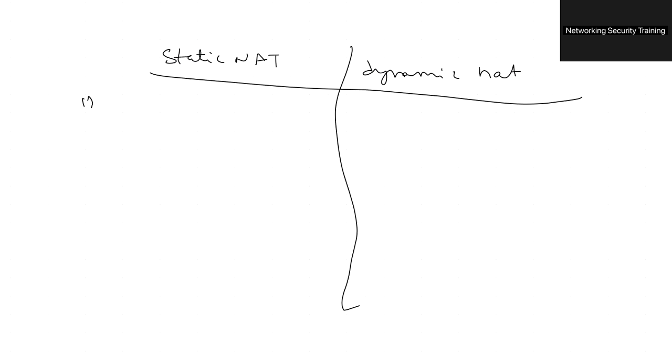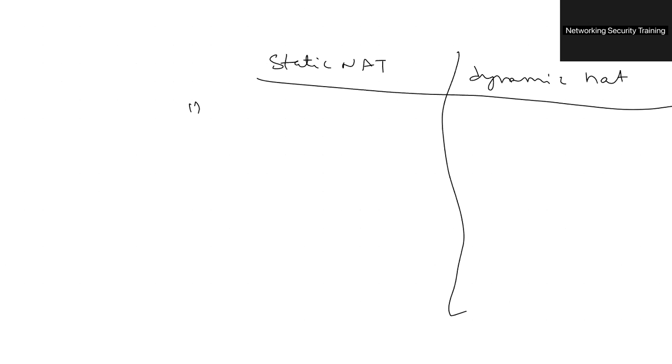The first one, static NAT, is nothing but a single private IP address to a single public IP address.